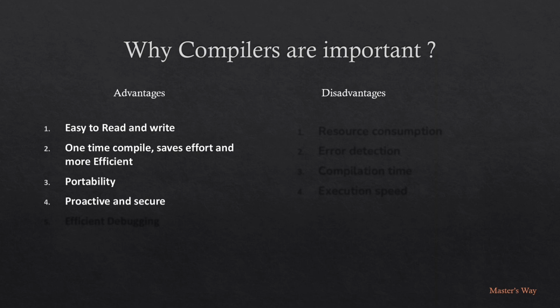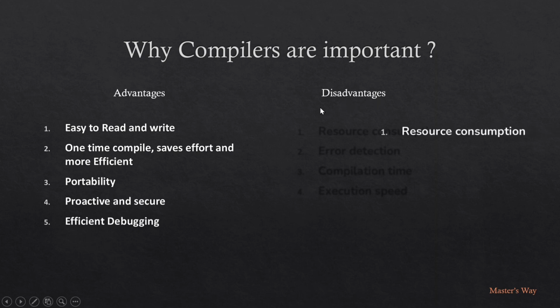Okay. And there is also another importance, efficient debugging. Yes, most compilers include a number of debugging tools that can help programmers find and fix errors in their code. And these tools can include features such as syntax highlighting, error messages, and debuggers that allow programmers to step through their code line by line. And as there are advantages, we also have some disadvantages.